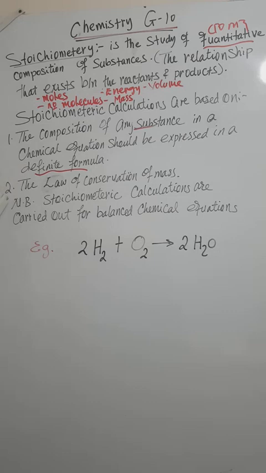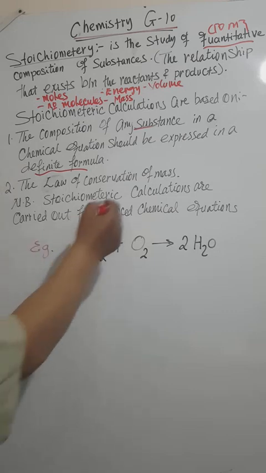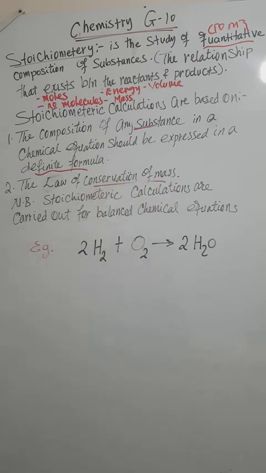The second, statement number 2, is the law of conservation of mass, meaning mass of the reactant should be equal to mass of the product. Mass of the substance before the reaction should be equal to mass of the substance after the reaction. So the law of conservation of mass is the other statement on which stoichiometric calculations are based.